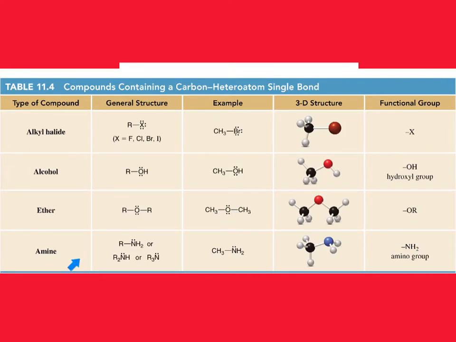Next we have an amine. An amine is fairly recognizable because it has a nitrogen in it. Now, that nitrogen has to be bonded to a carbon. It could have 2 hydrogens on it, it could have 1 hydrogen on it, it could have no hydrogens on it. Just look for a nitrogen bonded to a carbon and that'll be an amine.